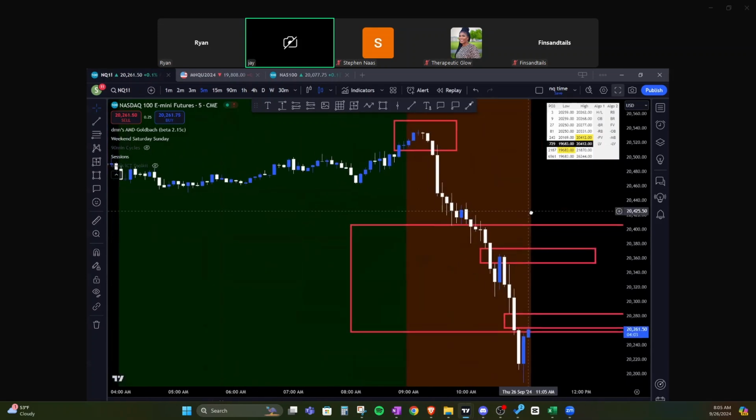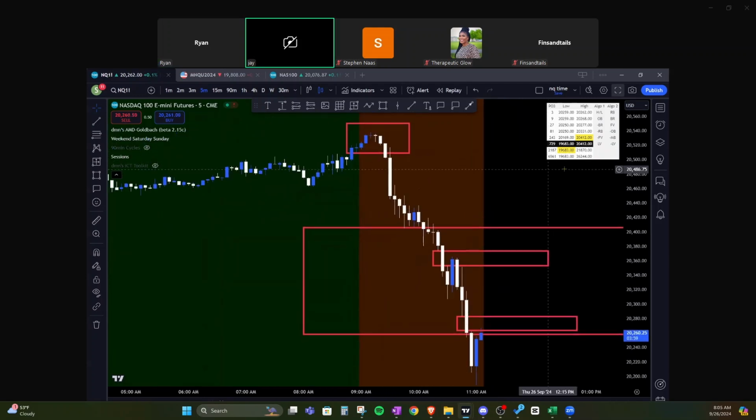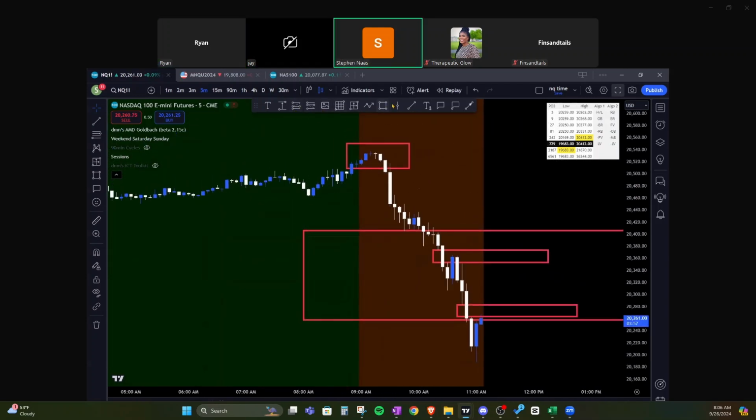That's so interesting. We're far from that high. It's crazy. How many pips or how many ticks? Dude, that's honestly fucking ridiculous.